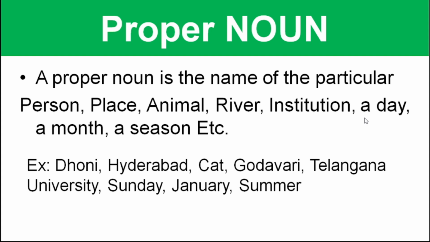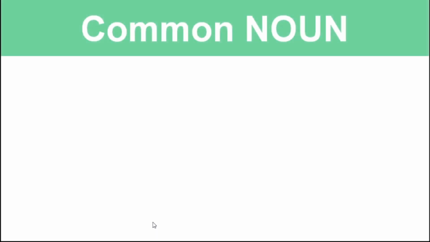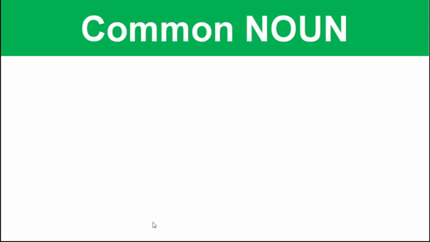Sunday is a particular day in a week, so it is called a day. January is a particular month in a year. Even in seasons, summer is a particular season. We know that there are many seasons. So this is where we learn the proper noun as a part of the division of the noun. Look at the second one, that is common noun.